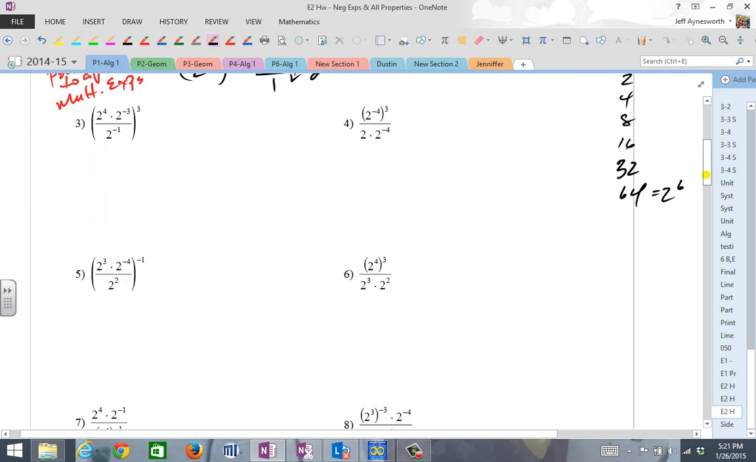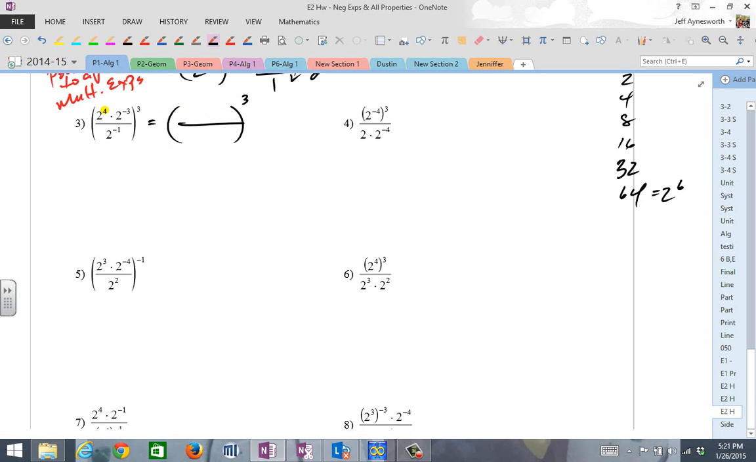Let's go down to number 3. Looking in the numerator, right? Now, once again, this is a video, so you can pause it. If you think you know what you're doing, pause the video, and then when you're ready, press play, because this is a pause and play video. When you multiply like bases, you add their exponents. So we have 2 to the 4th times 2 to the negative 3 power. That's 2 to the 4 plus negative 3.